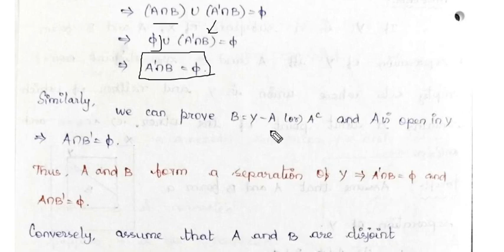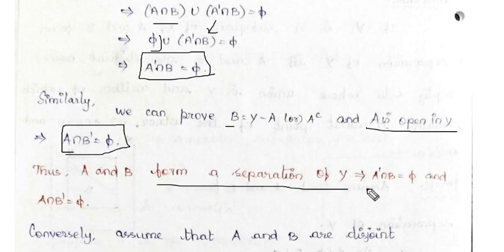Similarly, we can prove that B equals A complement, and A is open in Y means B complement is open. B complement is closed in Y. That is A complement is closed in Y, that is B. So B is closed in Y. We get the final answer A intersection B dash equals empty. Therefore, we prove the first part: if A and B form a separation of Y, then A dash intersection B equals empty and A intersection B dash equals empty.